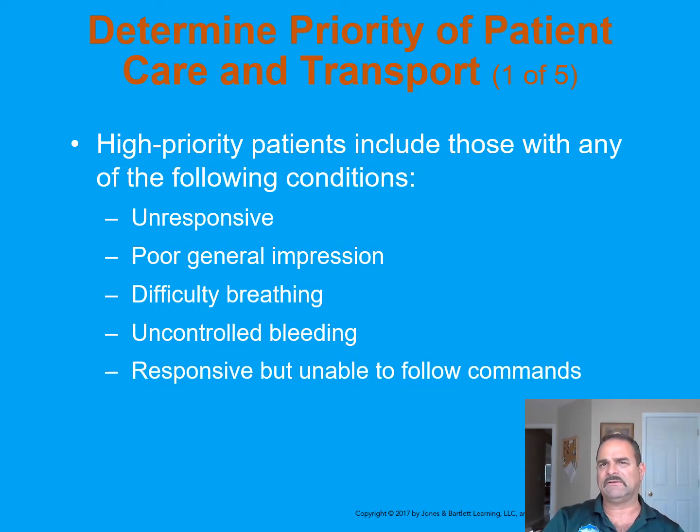The high priority patients include those with any of the following: if they're unresponsive, if they have a poor general impression, if they have difficulty breathing, any uncontrolled bleeding, or if they're responsive but they cannot follow commands. They don't do that so well. It's like, okay, we'll touch your forehead, and he kind of goes like this. He never touches his forehead. That's not following commands, so that's a neurological change that's not normal.